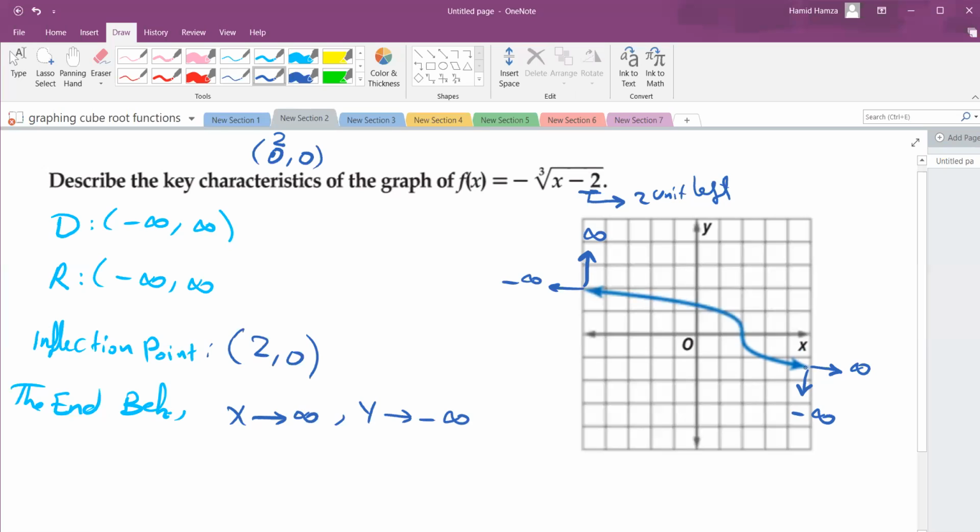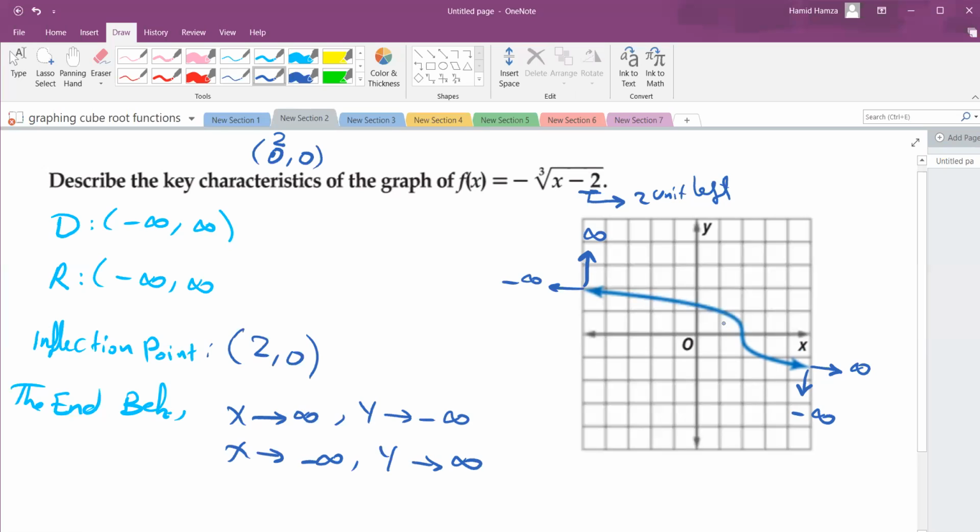This is the description of this. What about this one? As x approaches negative infinity, y approaches infinity. This is the end behavior. You will notice that we have a negative sign here.